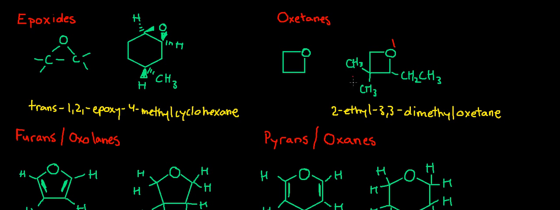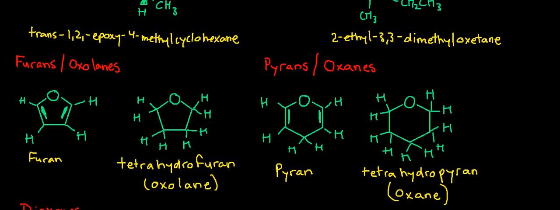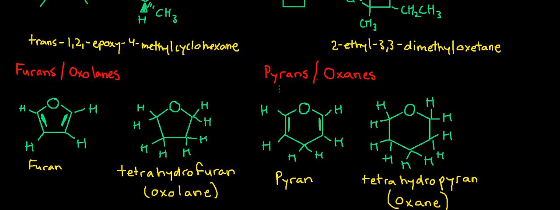Here's an ethyl group, 2 methyl groups. So 2-ethyl, 3,3-dimethyl oxetane. And the other ones basically follow the same kind of naming. You take this to be the base compound, and then you just name it. It's like using benzene. You name everything, and benzene is the base.